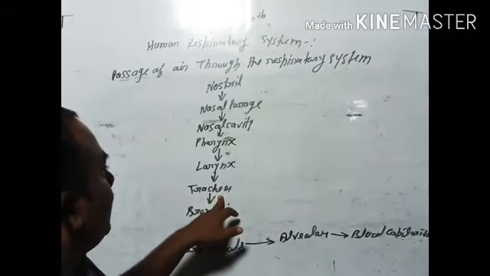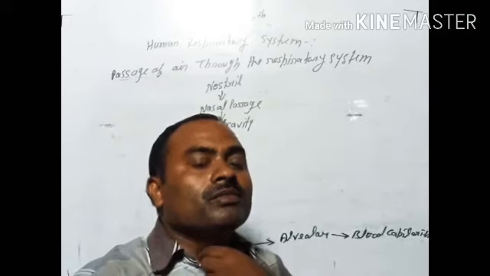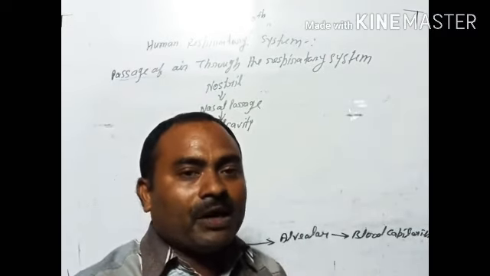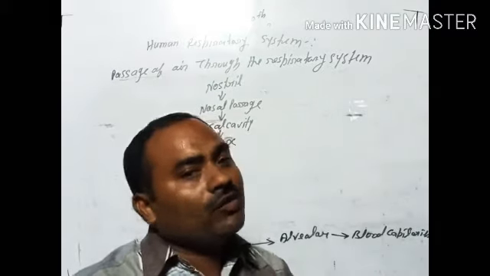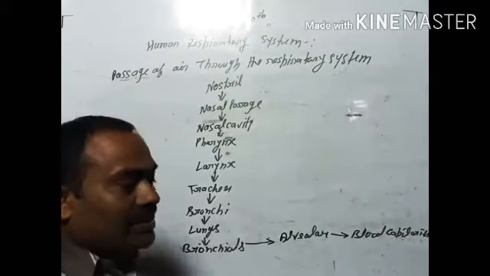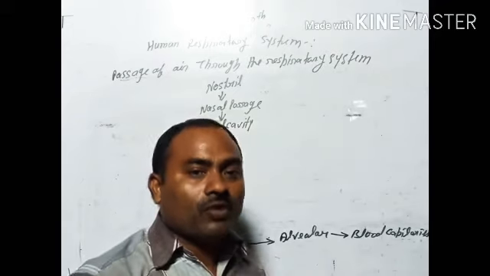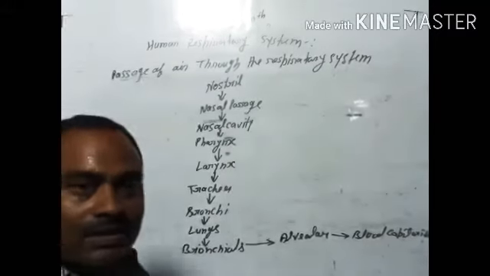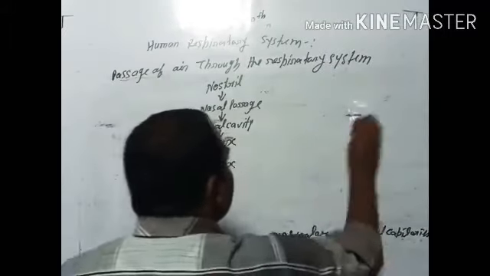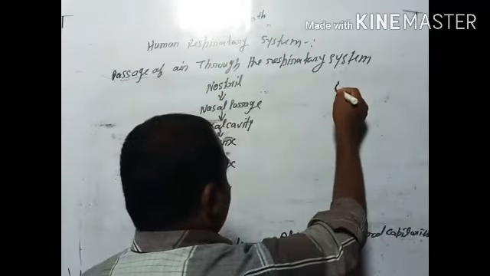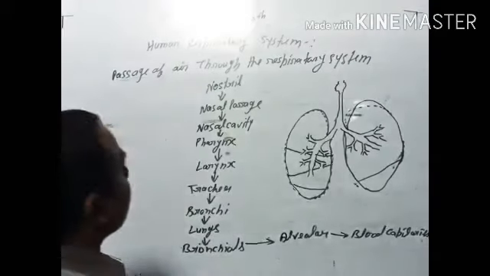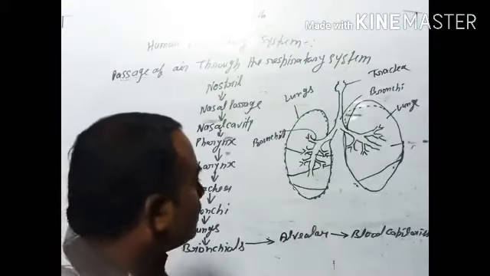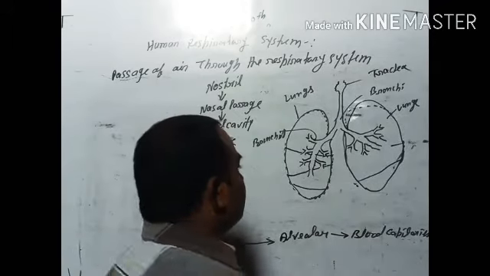Then the trachea. After the pharynx, it is divided into two ways. One is the windpipe, the second is the food pipe. Only food materials come into the food pipe, and only air comes into the windpipe. The trachea is a ring-like structure. Then air comes to the bronchi, which we discuss with the structure of the lungs. Then bronchioles, then alveoli. A small vase-like structure is known as an alveolus. Then blood capillaries.